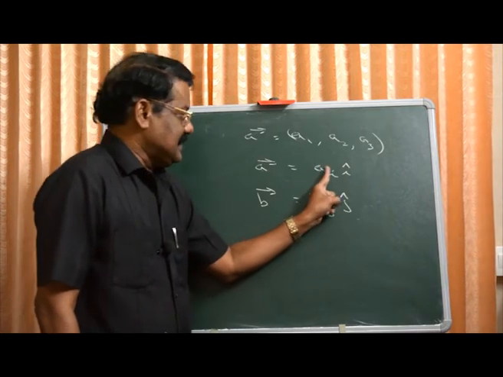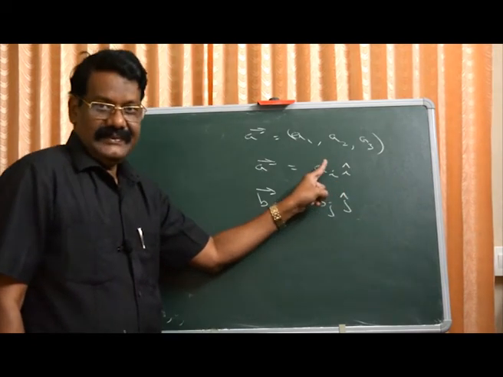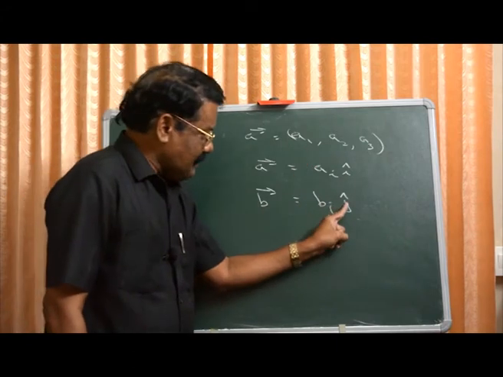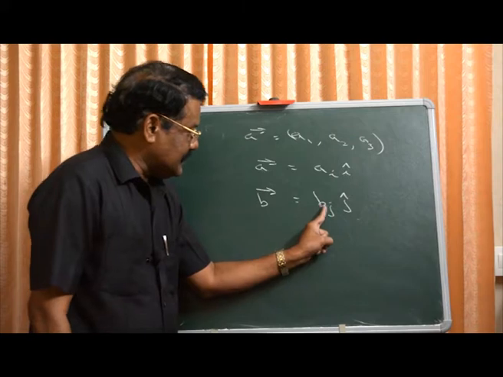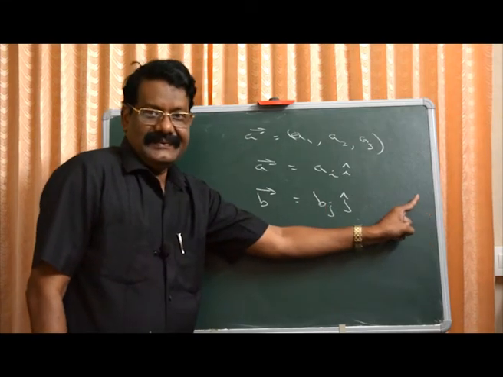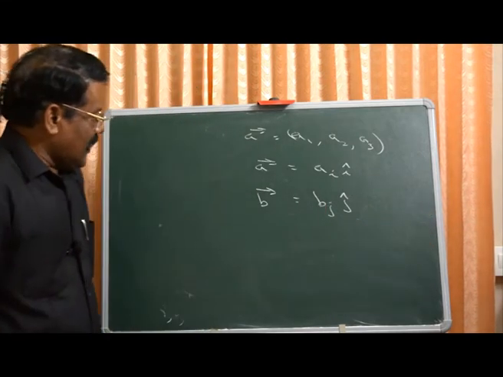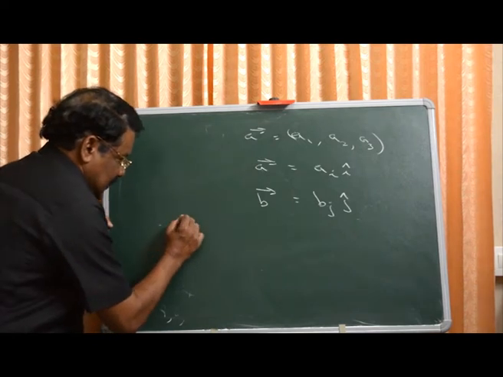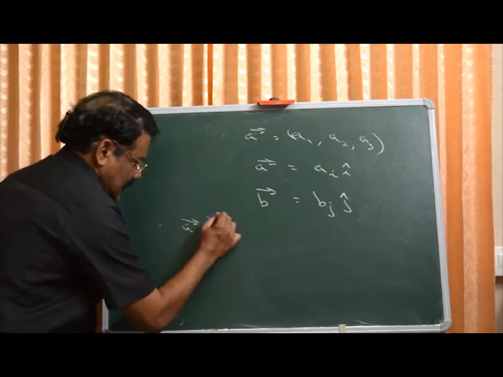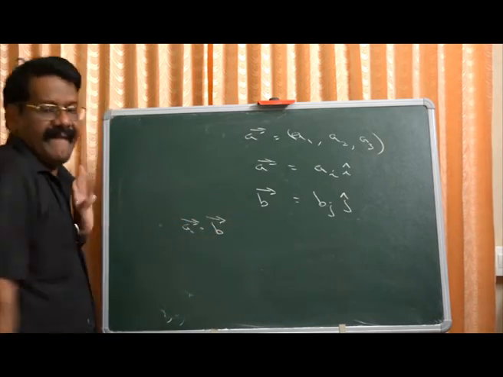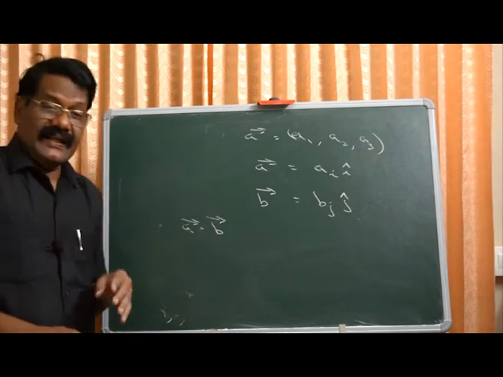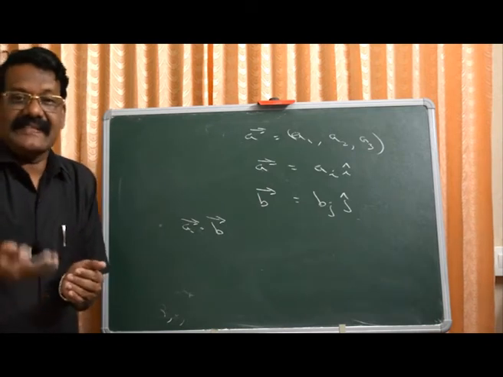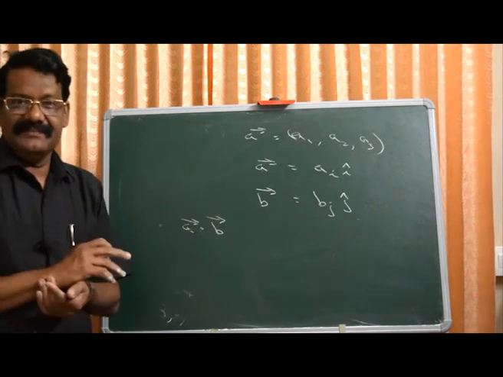Correct? So it is a 3-time entity. Here j is repeating, so summation is there. So this is the 3-time entity. Correct? Now I want to find out what is A dot B. We all know that in vector world, A dot B is equal to AX BX plus AY BY plus AZ BZ.